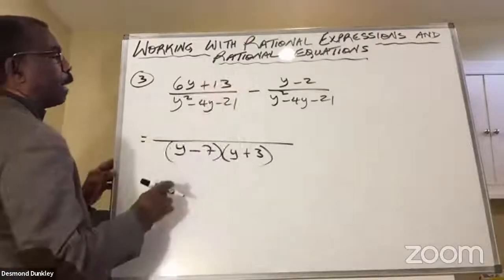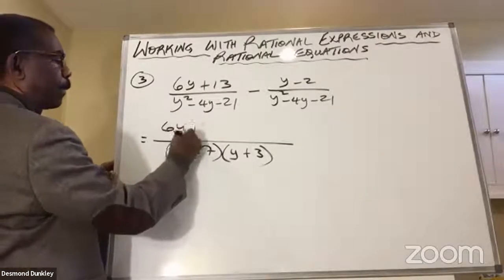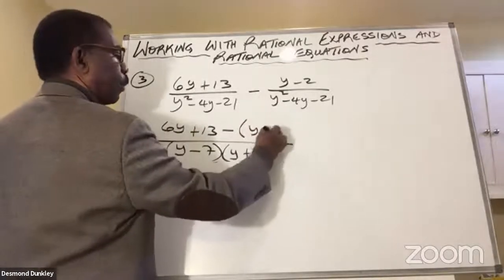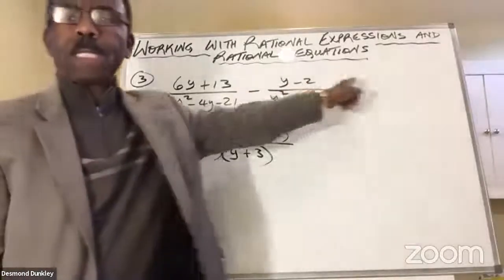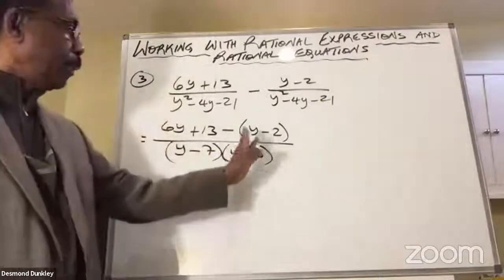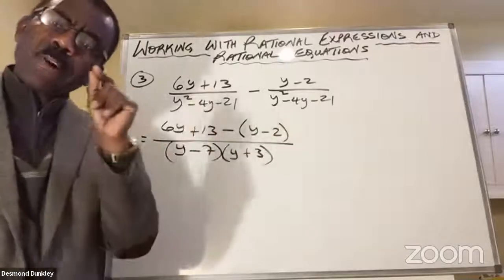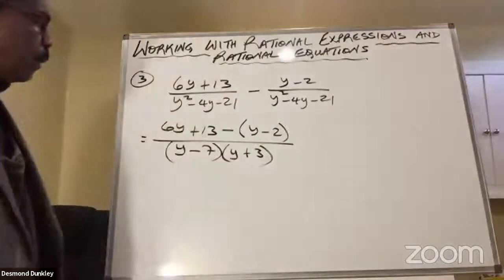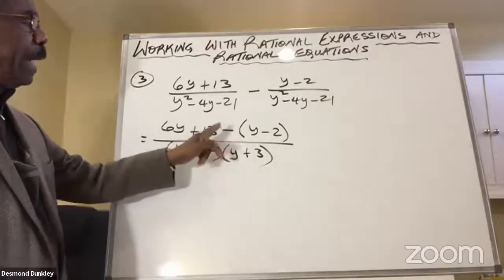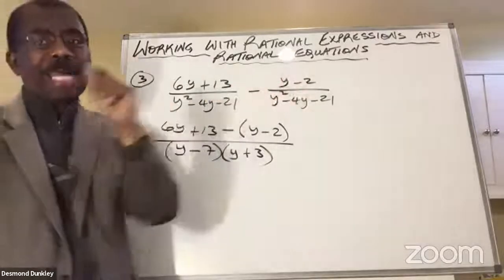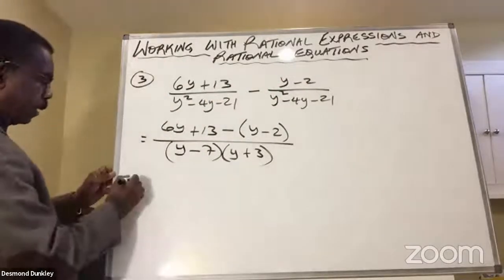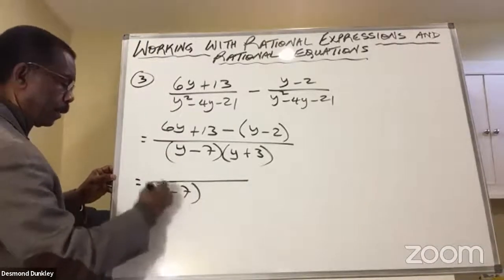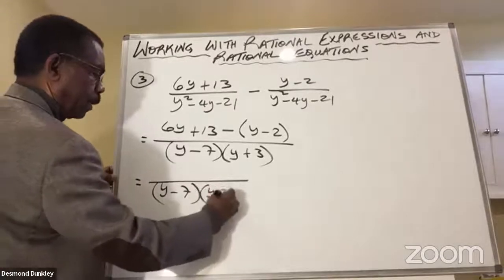Okay, what happens to the top? Well, it's going to be 6y plus 13 minus y minus 2. Notice you're subtracting everything that's here. So it is recommended that you put in your parentheses, so you are very careful to subtract everything that's to the right of your minus sign. If you don't put the parentheses, you might end up putting minus y minus 2, and that will be incorrect. Okay, so now we draw our vinculum, y minus 7 times y plus 3.